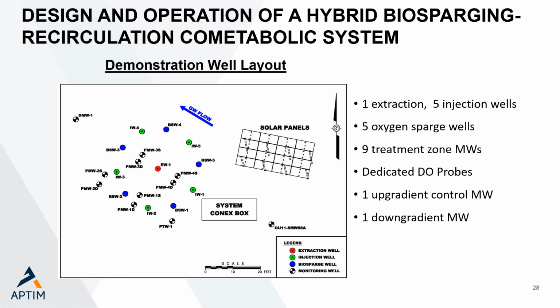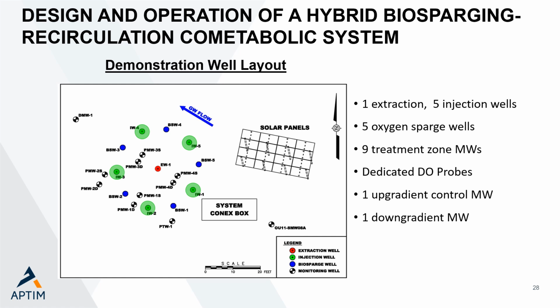So here's an overhead view of the demonstration well layout. It includes a central extraction well, which runs at about 12.5 gallons per minute during operation. That removes water from the aquifer to the Connex box, where it's amended with all of the different amendments that need to go into the aquifer with the exception of oxygen. Those materials are then injected through a series of 5 injection wells.